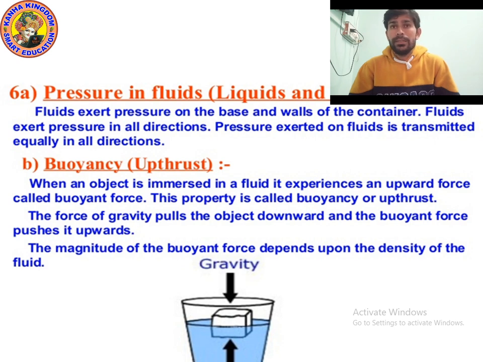Yes, and when an object falls towards the earth, there is a change in its acceleration due to the gravitational force of the earth. So this acceleration is called acceleration due to gravity. Yes, and the acceleration due to gravity is denoted by small g. The unit of g is same as the unit of acceleration.